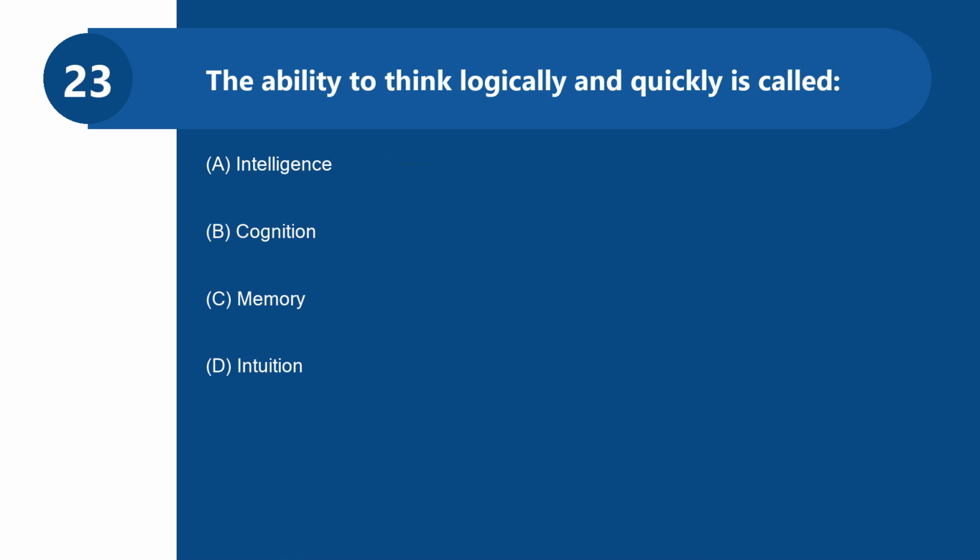Question 23. The ability to think logically and quickly is called option A, intelligence. Option B, cognition. Option C, memory. Option D, intuition. The correct answer is option B, cognition.